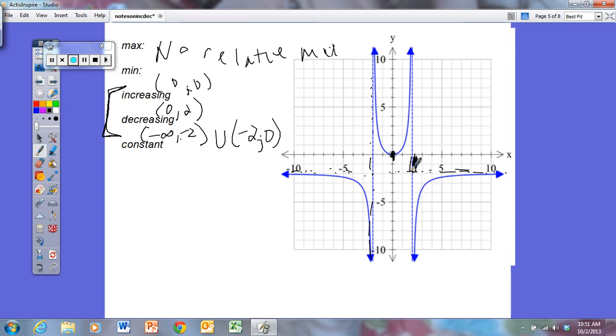From 2, that's right here, all the way to infinity, the y value is actually getting bigger. As you start down here and you start going up, the y value is getting bigger and bigger and bigger and bigger. So it's increasing from 2 to infinity. I know it's really hard. We're going to practice a lot. But hopefully if you watch it again and listen again, it'll start to make more sense.